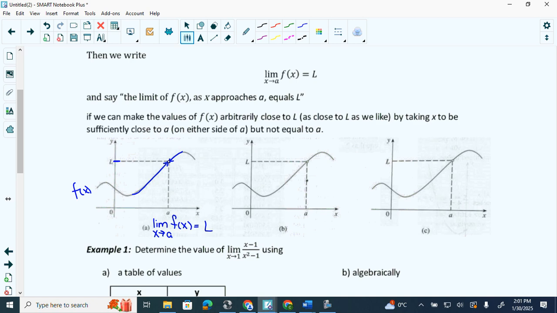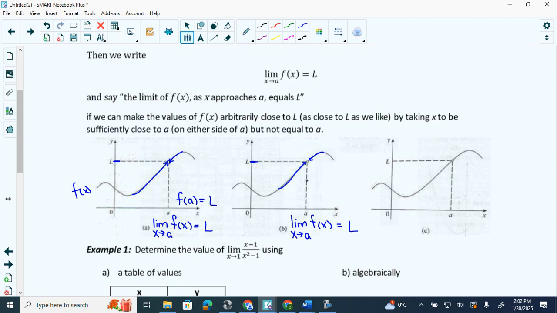So let's look at B. So as I approach a from the left, it's approaching L. We agree? As I approach a from the right, it's approaching L. True? So we can say the limit as x approaches a of f of x equals L. So it's the exact same limit. For this one, f of a equals L, because I have a coordinate there, right? The graph went right through.